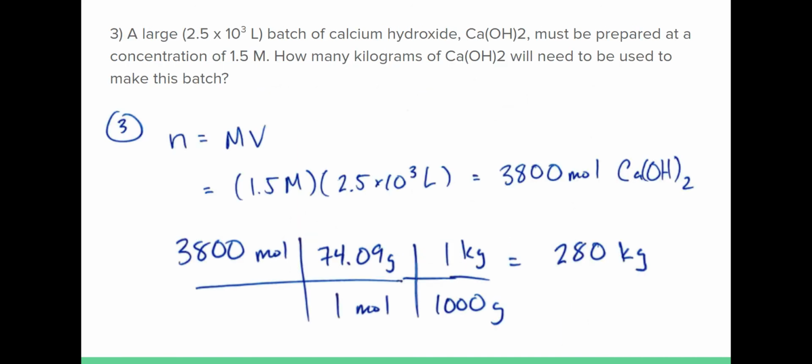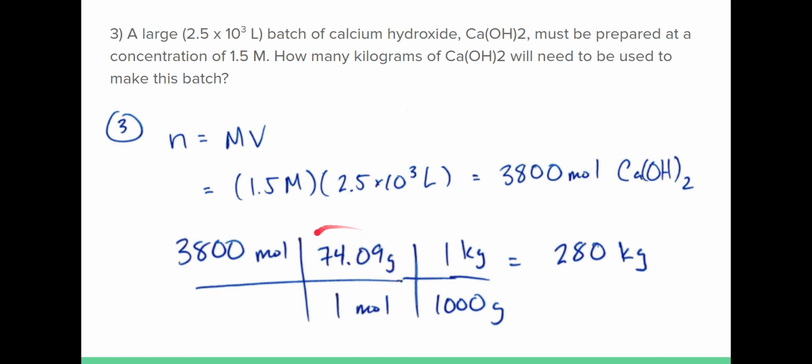Finally, with number 3, we're determining how many kilograms of Ca(OH)2 would be needed to make this batch. And the very first thing that I need to solve for is how many moles are going to be required. By rearranging my molarity equation, I can solve for the number of moles. I know that I want my final concentration to be 1.5 molar. I know that I have 2.5 times 10 to the third liters that I'm trying to produce, and that's going to require 3,800 moles of calcium hydroxide in order to produce.